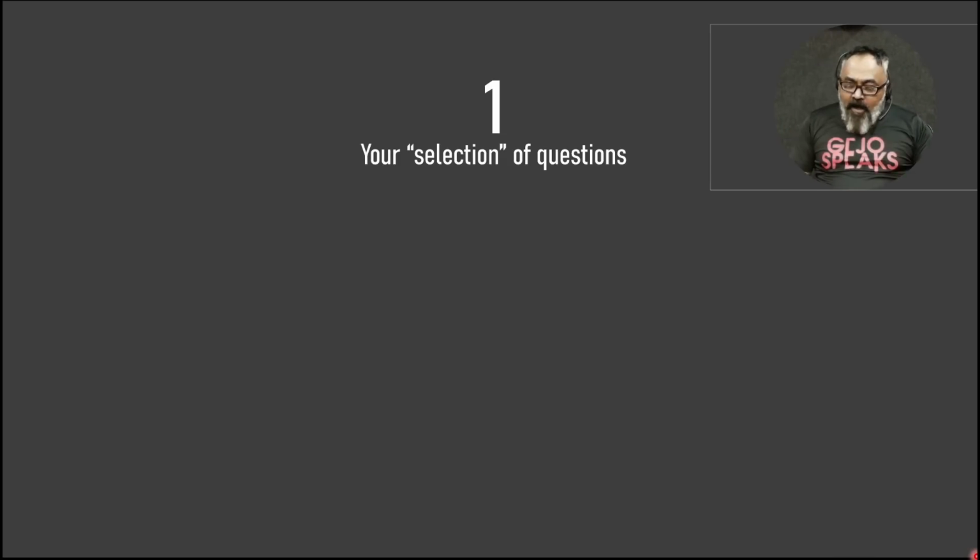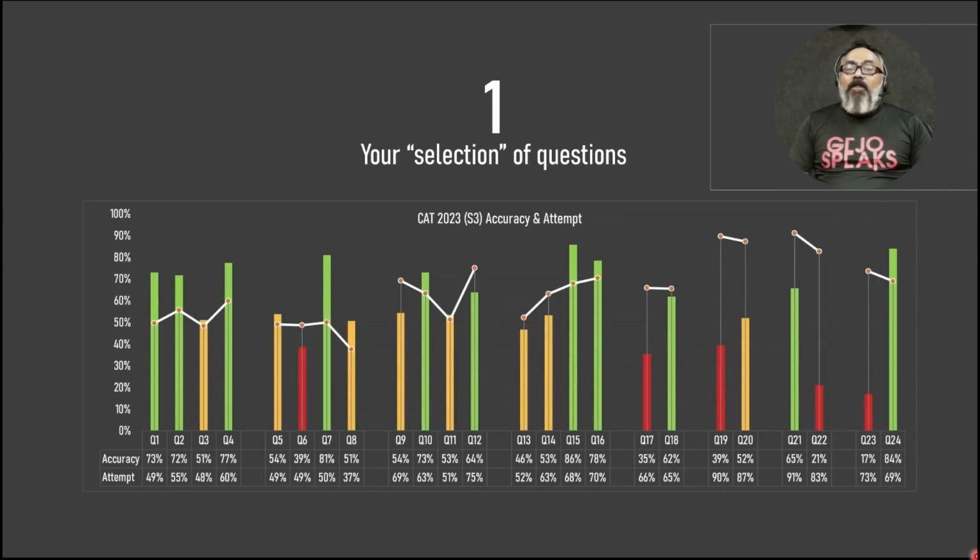I mean, this is a graph of the CAT 2023 slot number 3 based on the response sheet that we collected from students after the CAT. There's about 25,000 students who submitted a response sheet. Now, this is not the story of the 2 lakh people, but 25,000 is a good database.